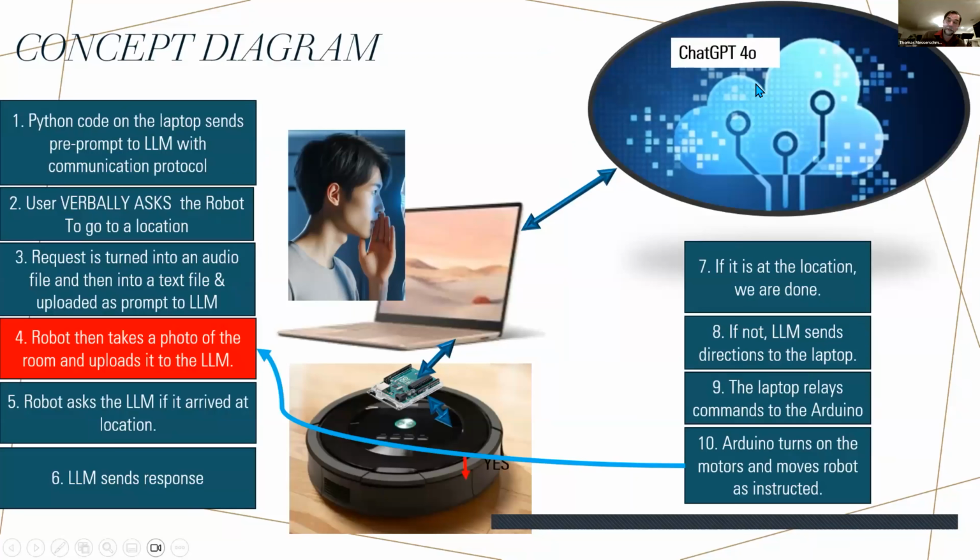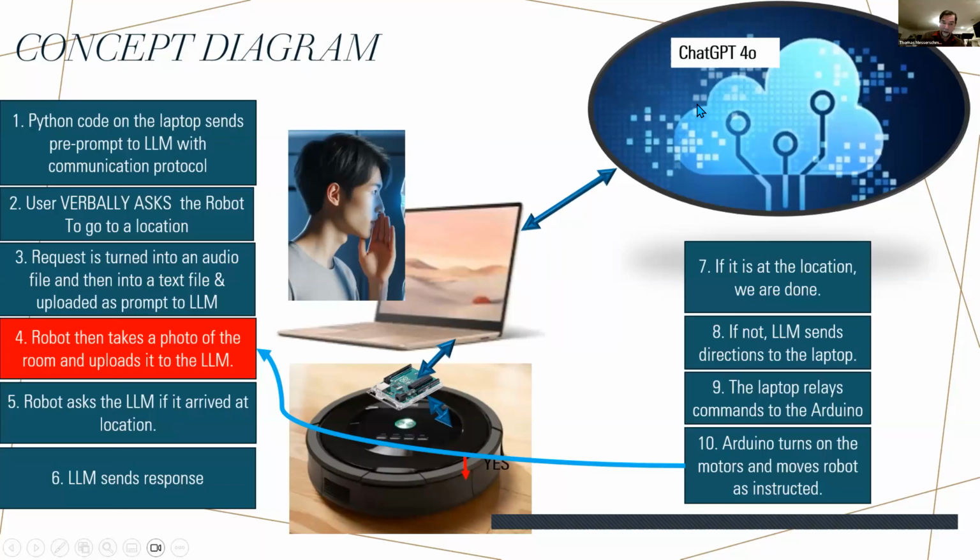the pre-prompt is set. Can you see my mouse pointer? Yes. Good. The pre-prompt is set. The user asks the computer through the microphone on the laptop, or you can use a Raspberry Pi, to go to a location. The request is turned into an audio file, then a text file, and goes to the LLM. The robot then uses the built-in camera to take a photo of the room and uploads it to the LLM.